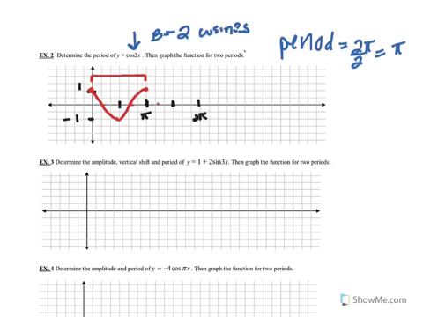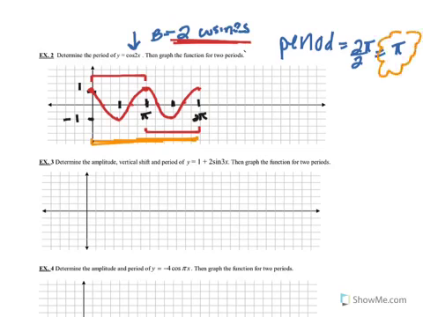And we can do that again. Max, 0, min, 0, max. And what we notice is that we have completed 2 cosines, 2 cosines in a standard period of 2 pi. So the frequency matches and the period matches. We said the period would be pi.